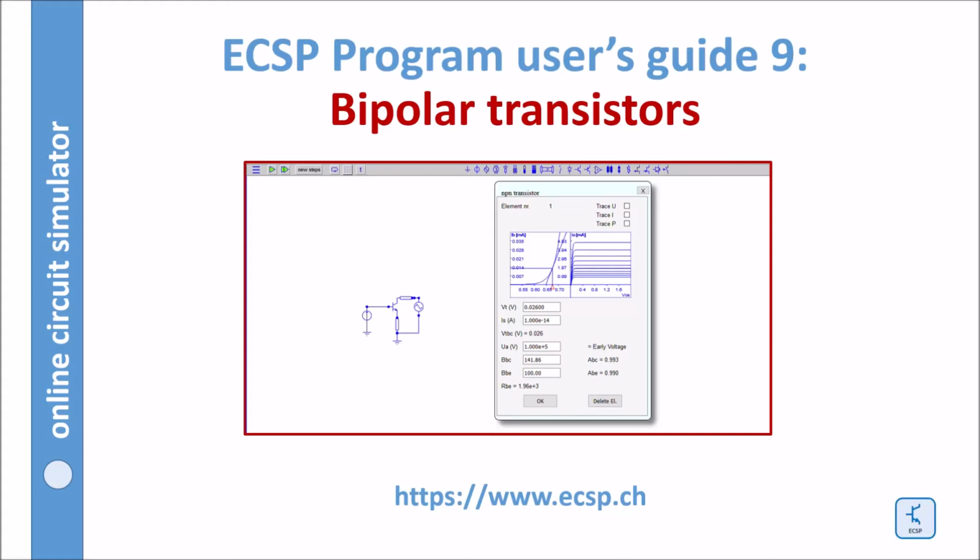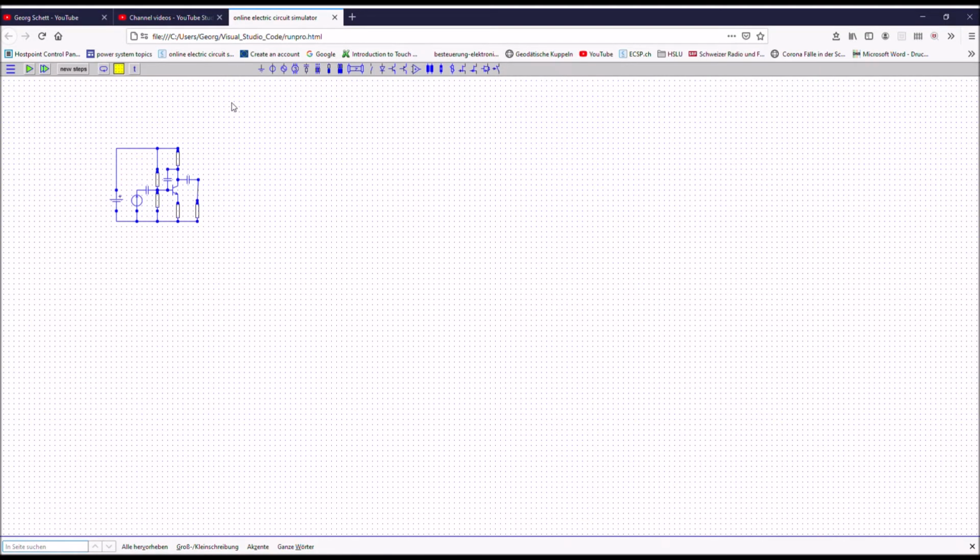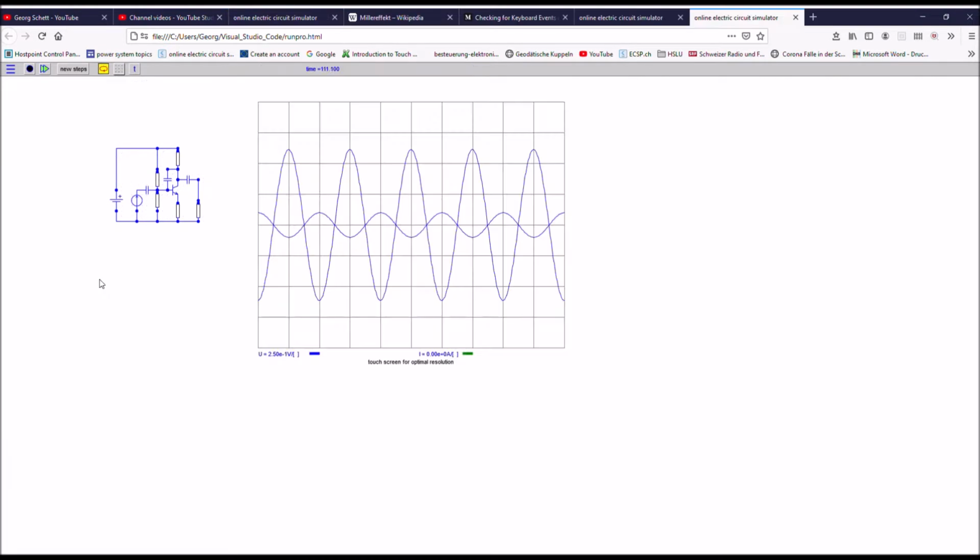Here is the user's guide for bipolar transistors for the electric circuit simulation program ecsp. On ecsp you can find the transistors here. So this is an NPN and this is a PNP. These two transistors are exactly the same. They are just flipped.